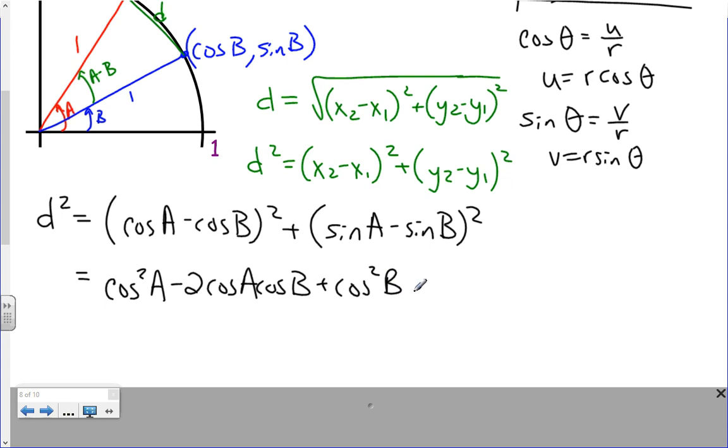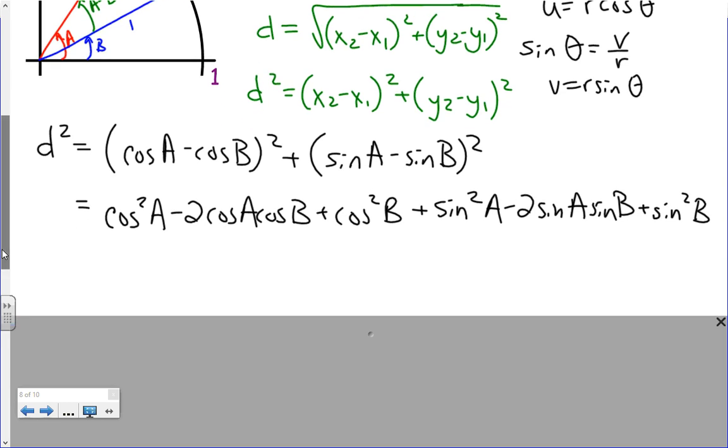Let's do the same thing for the second one. Actually, the second one's the same thing, but it's in terms of sine, so we should be able to do that. I've got sine squared of A minus 2 times the sine of A sine of B, and then plus the sine squared of B.